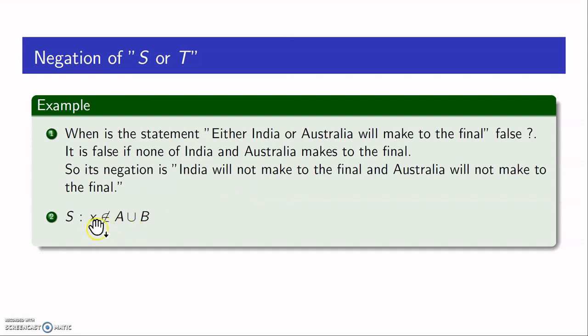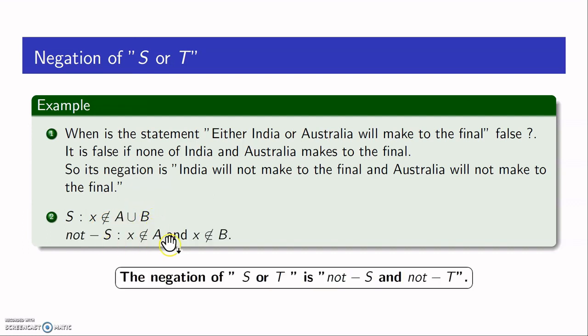One more. x does not belong to A union B. That means x is not there in both of them. So x is not there in A and x is not there in B. So the negation of a disjunction S or T is not S and not T.